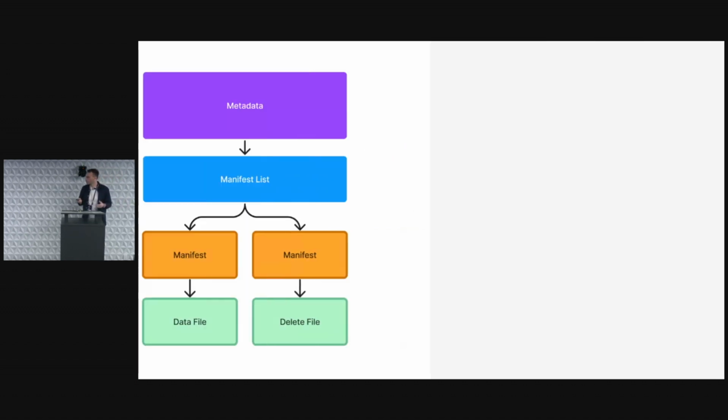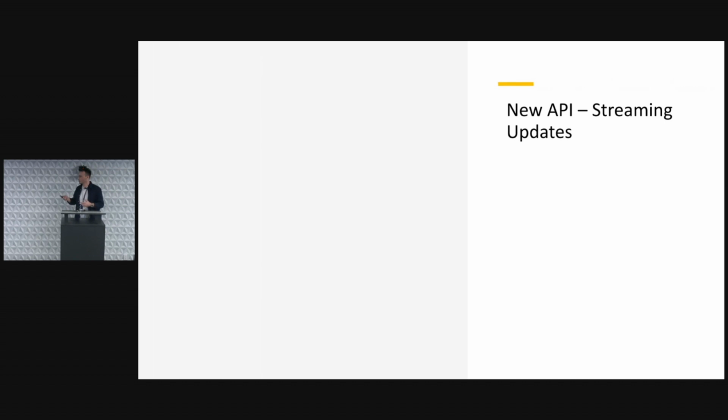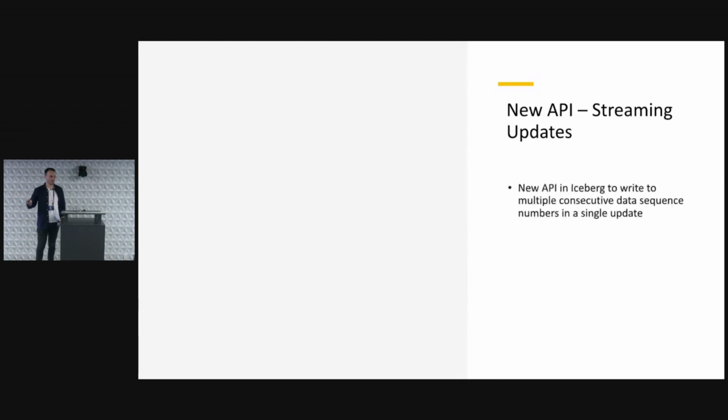So the suggestion that we have at the moment is to add a new API. This is a streaming updates API, and it's going to allow you to write to multiple data sequence numbers in a single commit. So you would produce one manifest file with many changes.